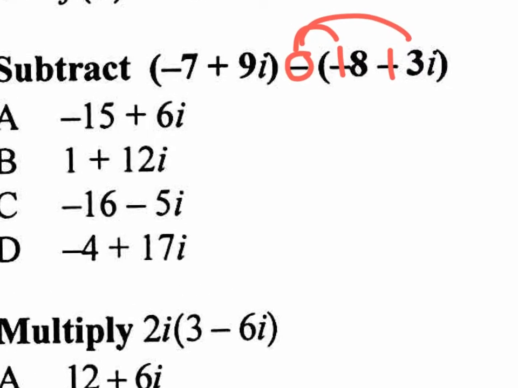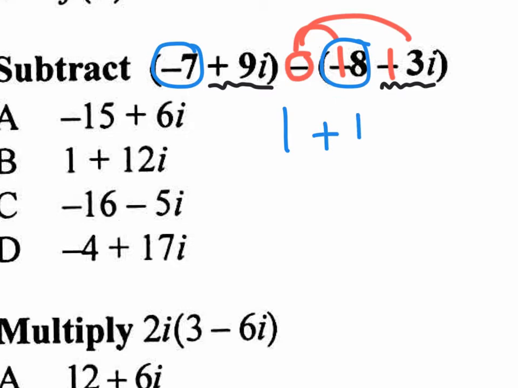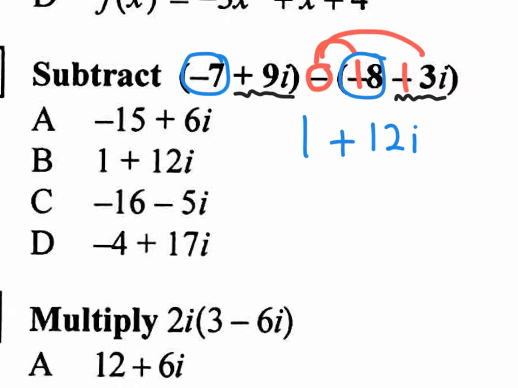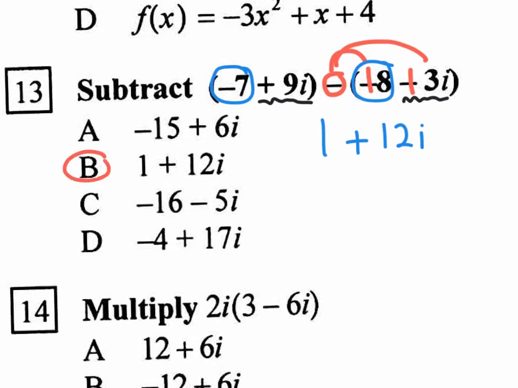The complex number has to have the real part first, so let's combine the real parts first. The negative 7 and the positive 8, that is positive 1. And then go for the imaginary parts. We have a plus 9i with a plus 3i. That's plus 12i. So this will be our answer: 1 plus 12i, which happens to be option B. Let's move on to the next one.